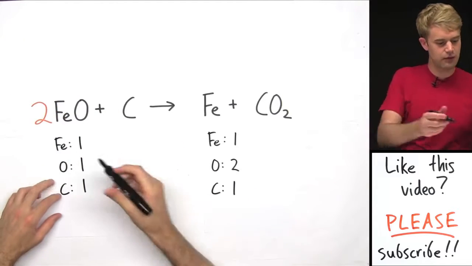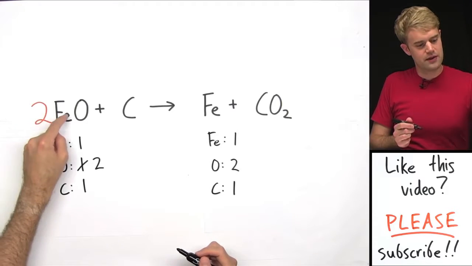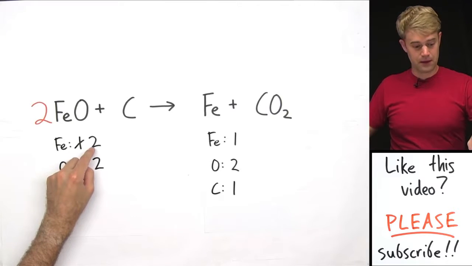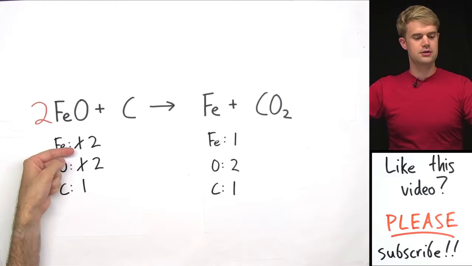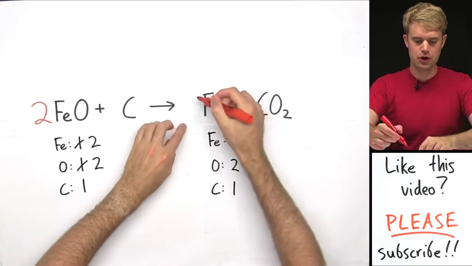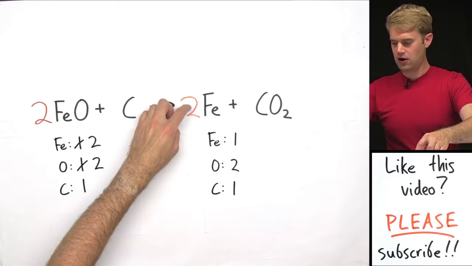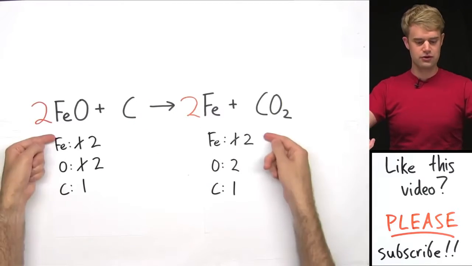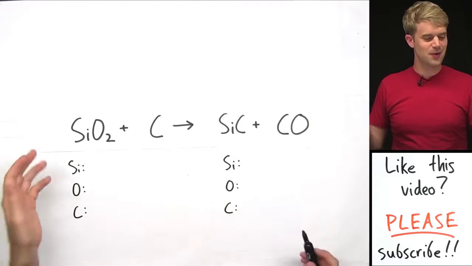Okay, so that's going to give me 2 oxygens, but it's also now going to multiply this Fe by 2. So now I'm going to have 2 Fe. Okay, so now I've got 2 Fe here and 1 there, so now these don't balance. So the next thing I'm going to do is put a 2 in front of this Fe there. So now instead of having 1, I have 2 of them. Now I have 2, 2, 1. It balances.